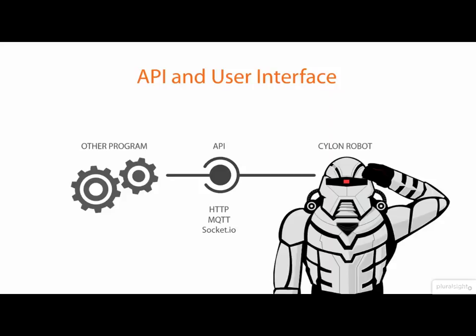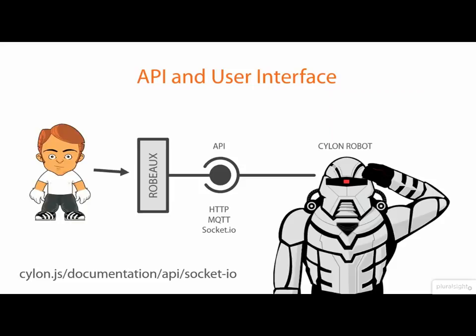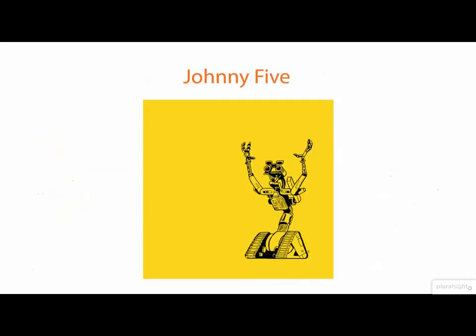To get more information about the API, go to cylon.js/documentation/API/HTTP or to MQTT or to Socket-IO. There's even a front-end application written in React that knows how to talk to the Cylon API, and it automatically creates a standard user interface for humans to look at. This might act much like the UI that you use to configure your Wi-Fi router. All in all, it's pretty slick.